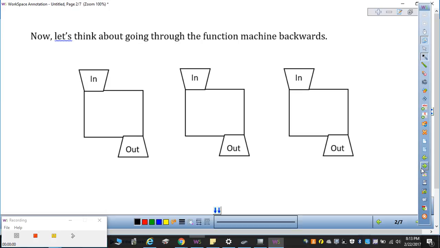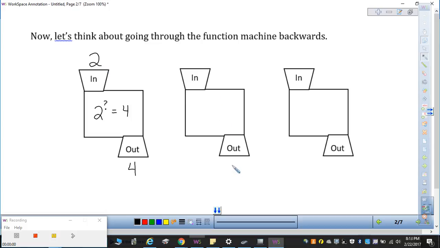Now, what if we were to think about going through this same function machine backwards? Let's say the number coming out was a 4, and we want to figure out what number was put in. We could think, 2 to what power would equal 4, and that would be 2.